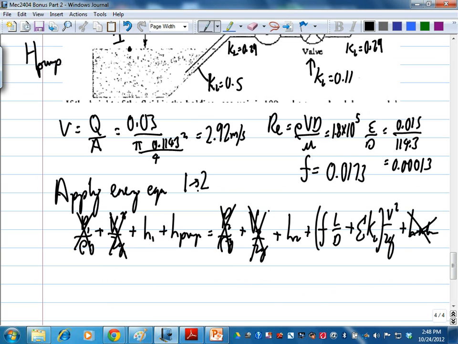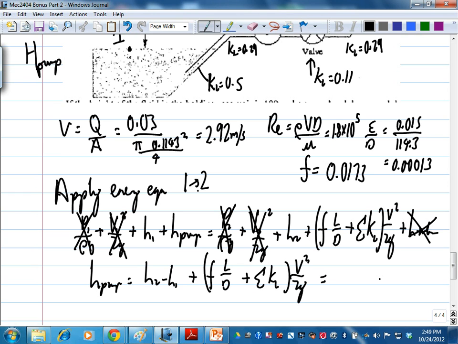Oh yeah, there's a square there. The V1 and V2 we don't have because we're starting from a big tank, or starting from inside the sea and getting up to some reservoir up there. So H pump is equal to H2 minus H1 plus F L on D plus sum of KL, V squared on 2G. Okay, and that's how many meters? This one I think it's 100 meters.